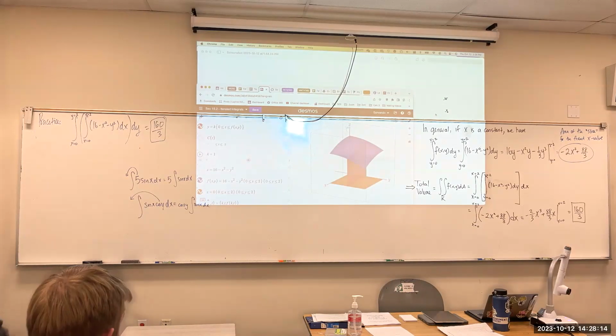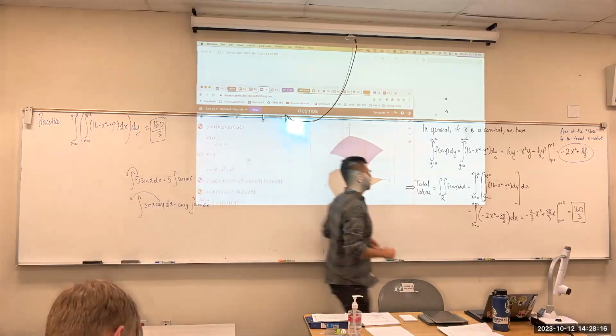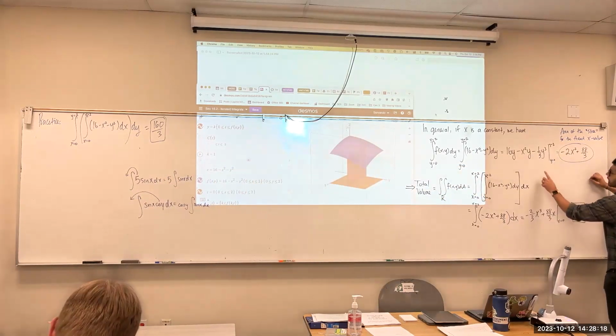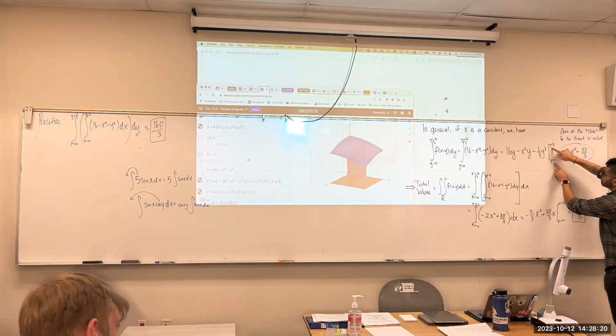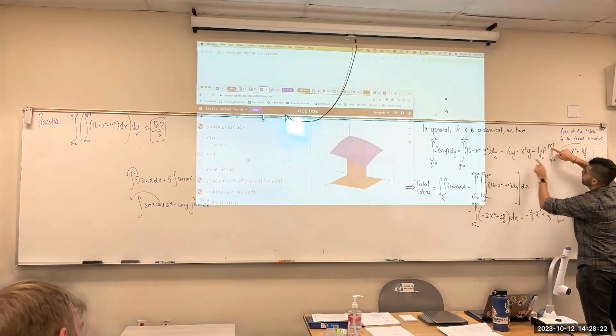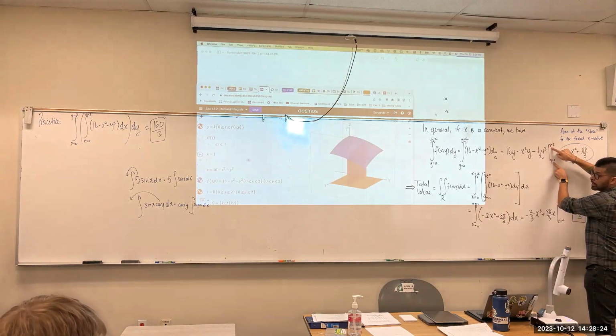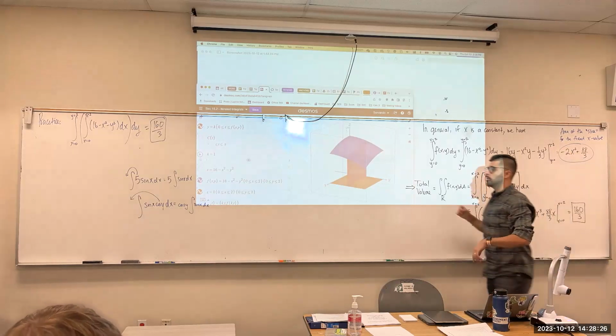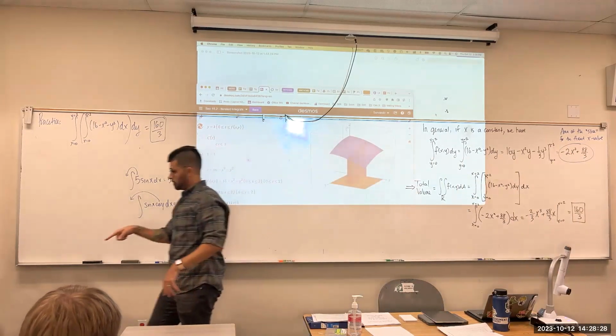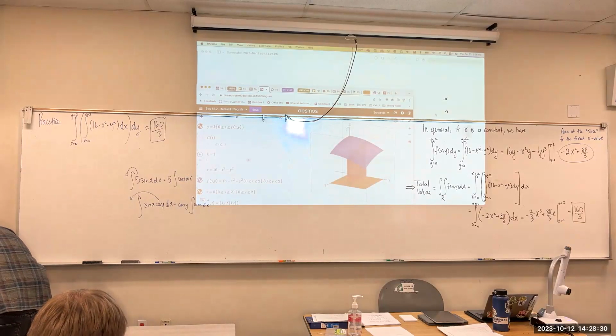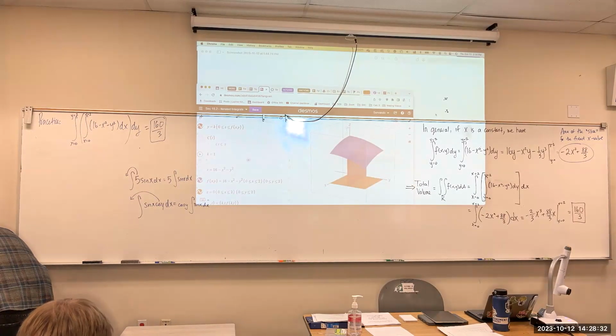Well, that's what you've got to be careful about. See how here, when I integrated, I specified that I was integrating with respect to y. So I'm plugging in those values for y. Here you're integrating with respect to x. These values don't go over for y, they go over for x.